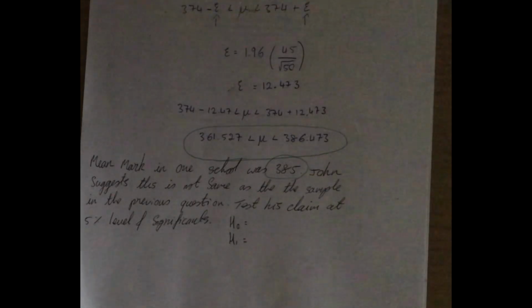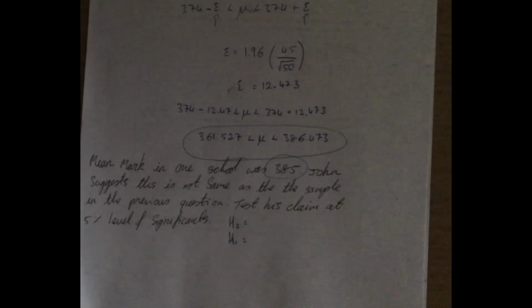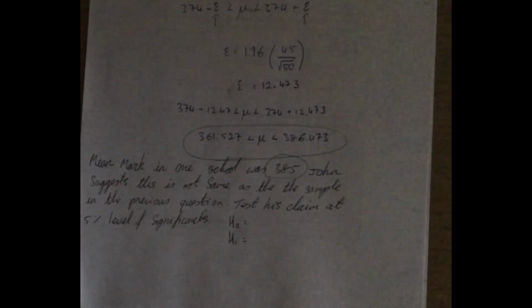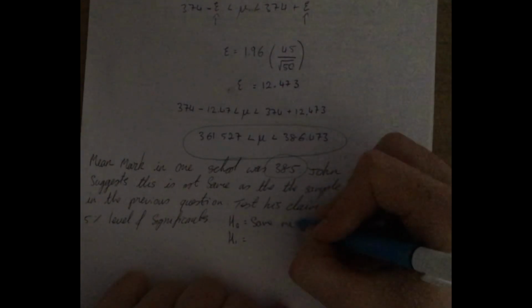So this could be a follow-up question, where it says that the mean mark in one school was 385. John suggests that this is not the same as the sample in the previous question. Test this claim at the 5% level of significance. So this is very similar to the previous question. We have our 95% confidence interval, so we just need to sub in our 385 and see if it follows true mathematically. If it does, we'll fail to reject the null hypothesis, and if it doesn't, we can look at it then as well. Our null hypothesis is that the mean mark in both of these is the same.